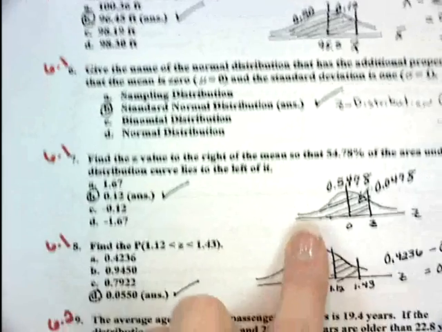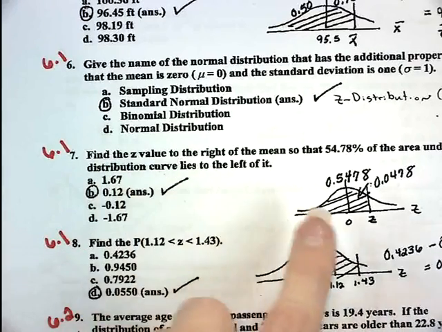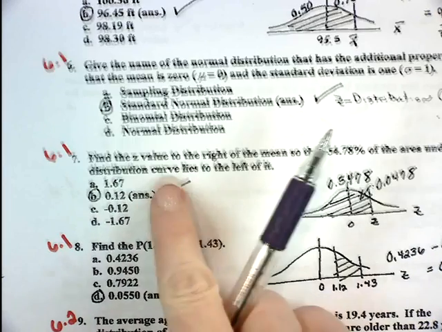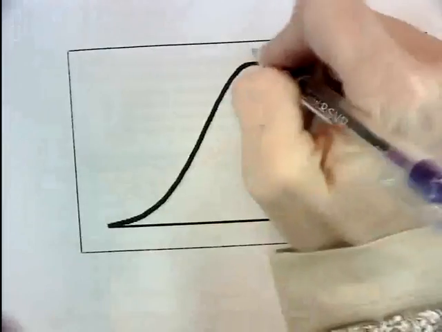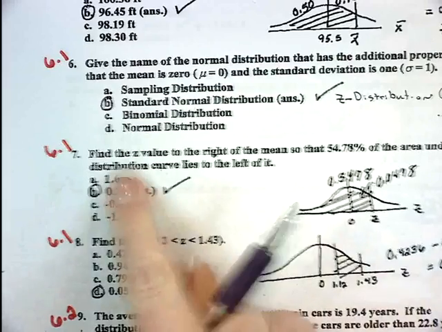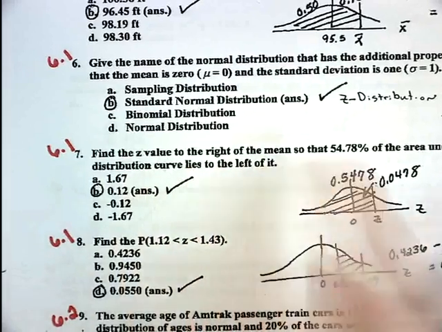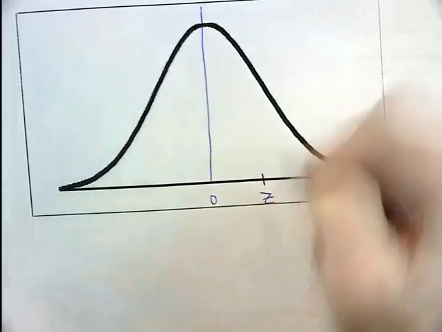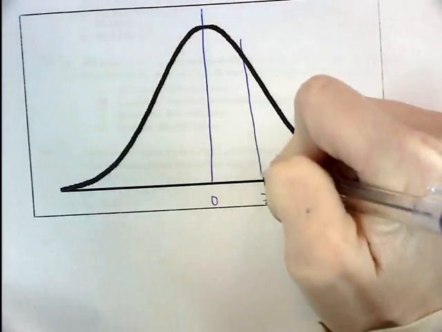Number 7, find the Z value to the right of the mean so that 54.78% of the area under the distribution curve lies to the left of it. So, we're going to draw the picture for this. We are in Z, so the mean is 0, Z-axis. Find the Z value to the right of the mean. That means it has to be here. That is to the right or above the mean.